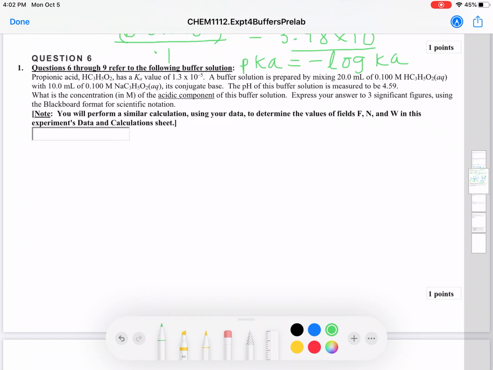A buffer solution is prepared by mixing 20 milliliters of 0.1 molar propionic acid with 10 milliliters of 0.1 molar sodium propionate as its conjugate base. So you guys know, to make a buffer, we need to have an acid and also the conjugate base of the same acid. Okay, or you can have a base and also the conjugate acid of the base.